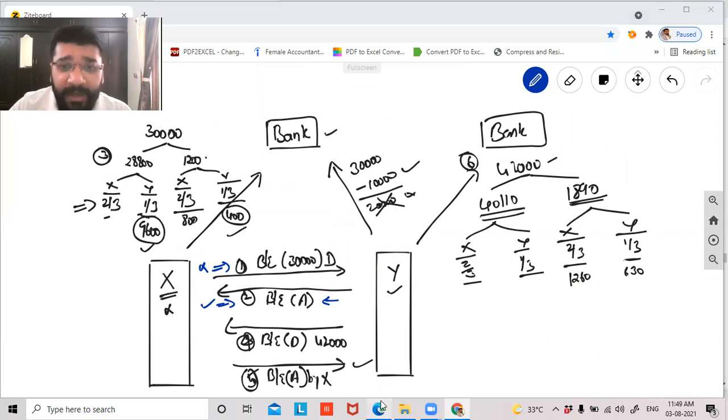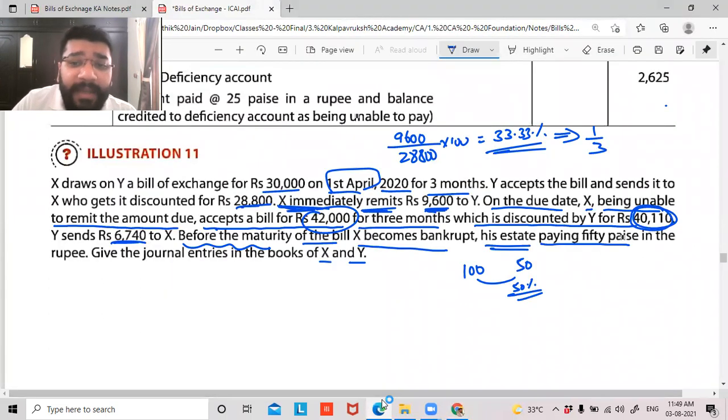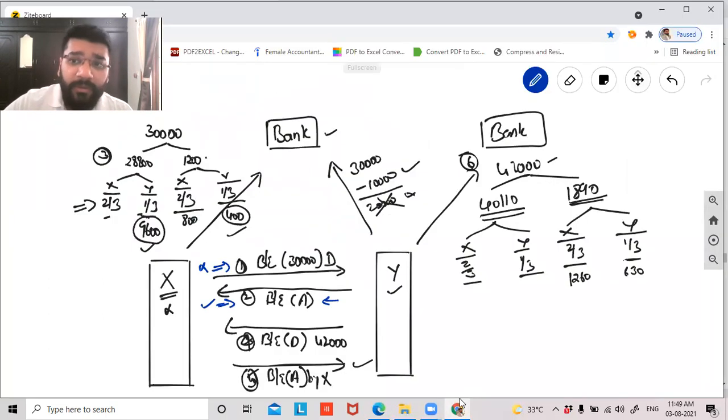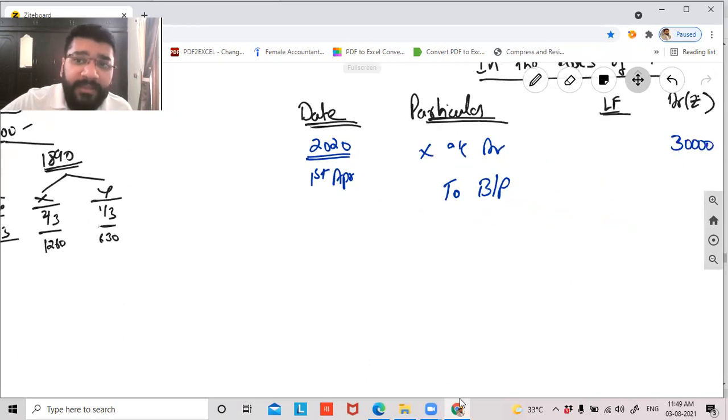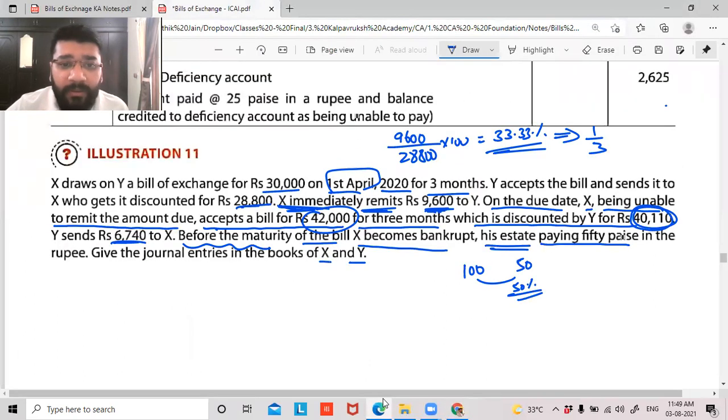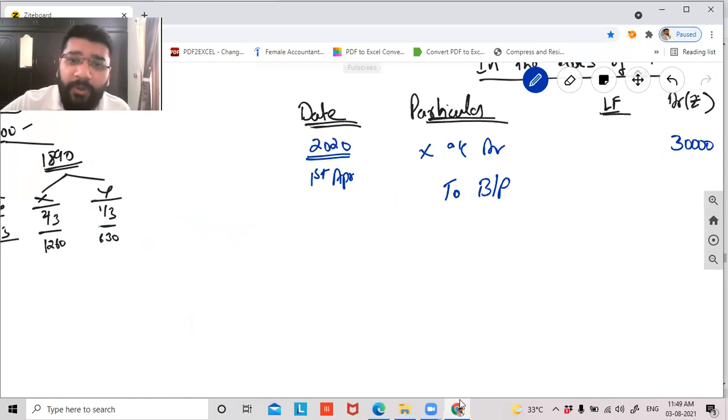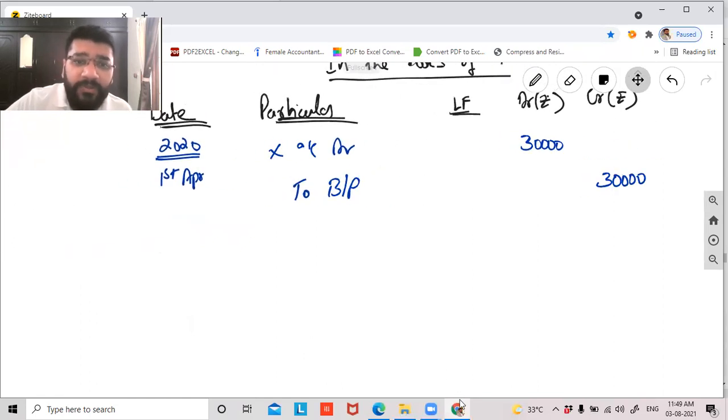After that, the question says that X immediately remits 9,600 to Y. So guys, the 9,600 amount is going to Y. So this 9,600, Y will receive. And for this amount, whatever is the proportionate discounting charges, Y has to bear. Now guys, what will be the journal entry? The discounting is happening on which date? Let's suppose the discounting is happening on the same date because there is no other date given.